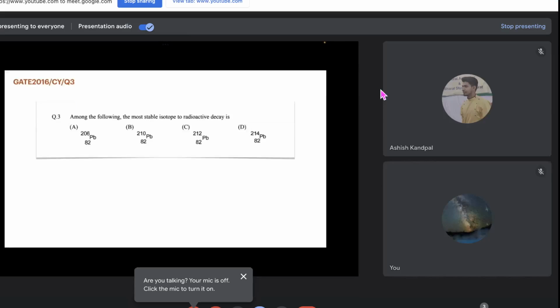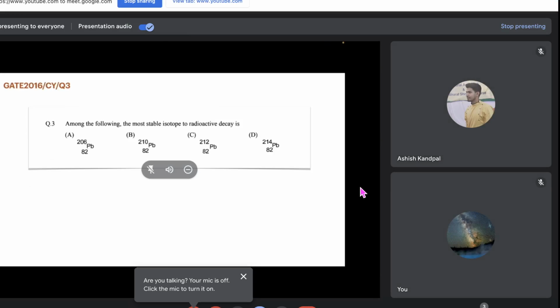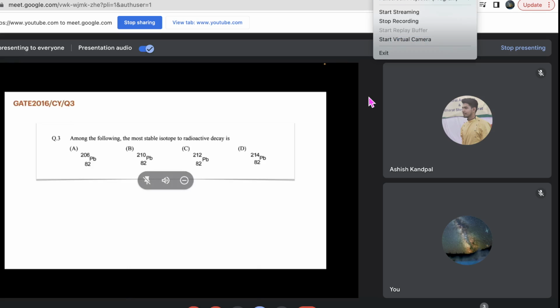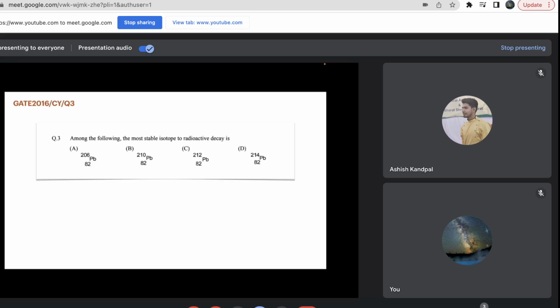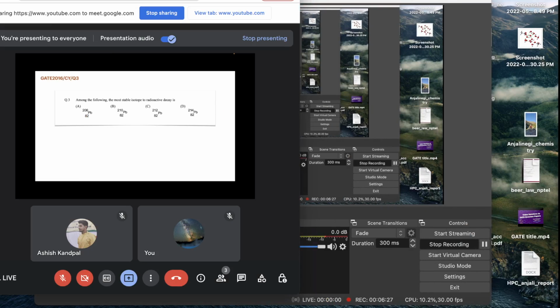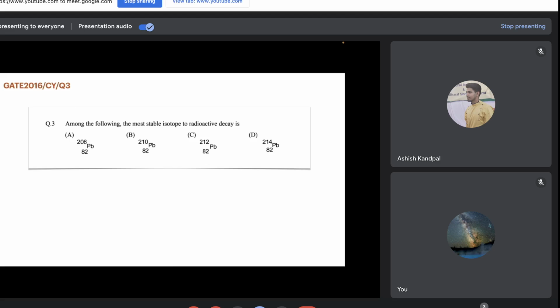Hello everyone. In this video, I will be solving GATE 2016 chemistry question number 3. It states that among the following, the most stable isotope to radioactive decay is. We are given 4 different options of lead where the atomic mass is varying. So we need to find out the most stable isotope among them.